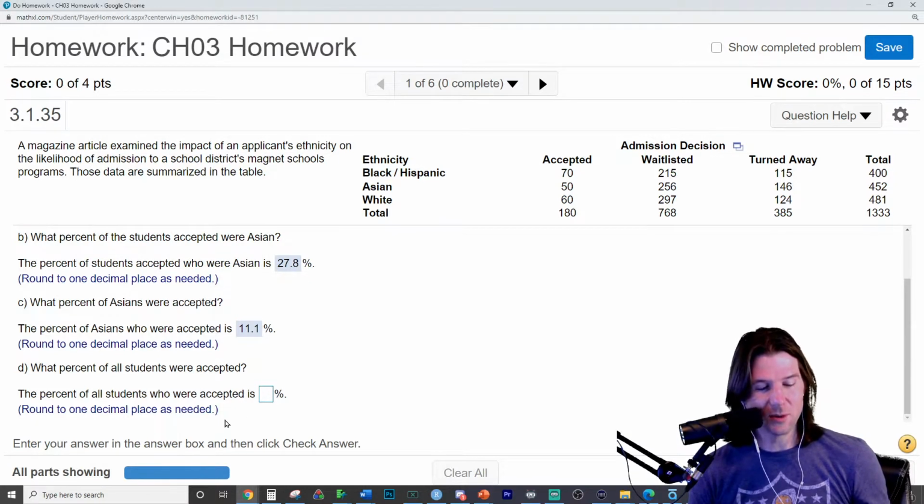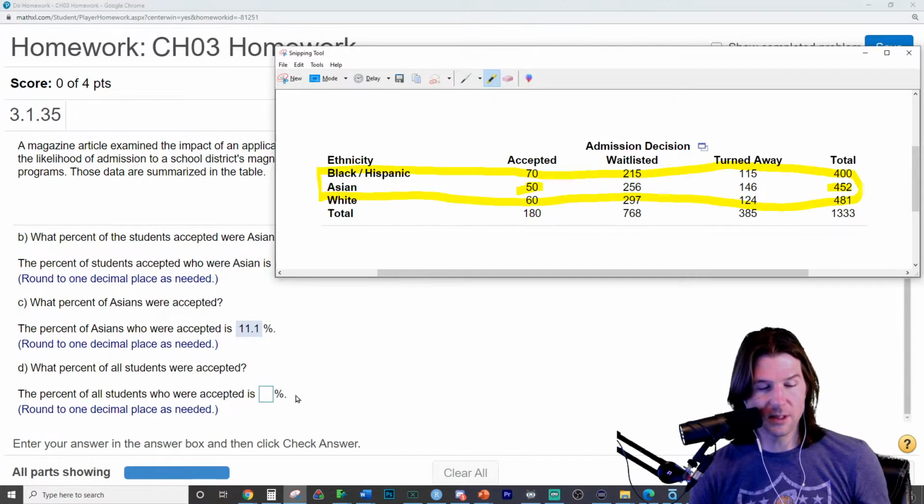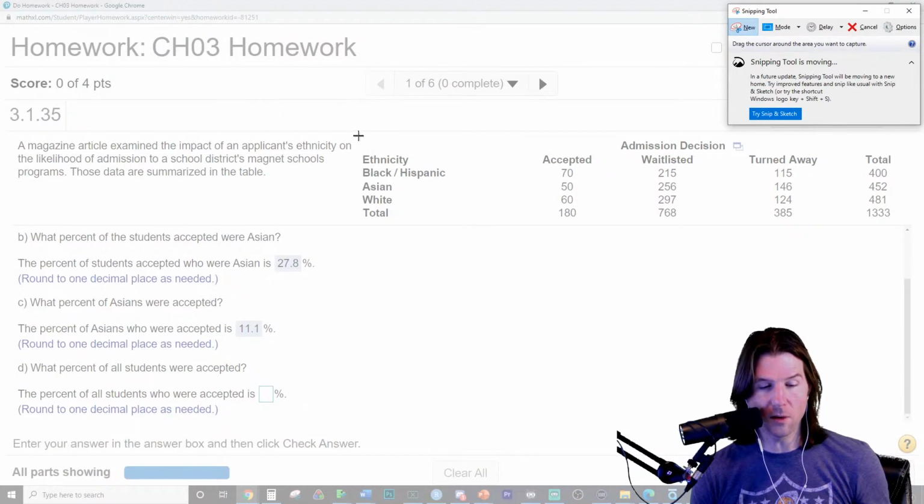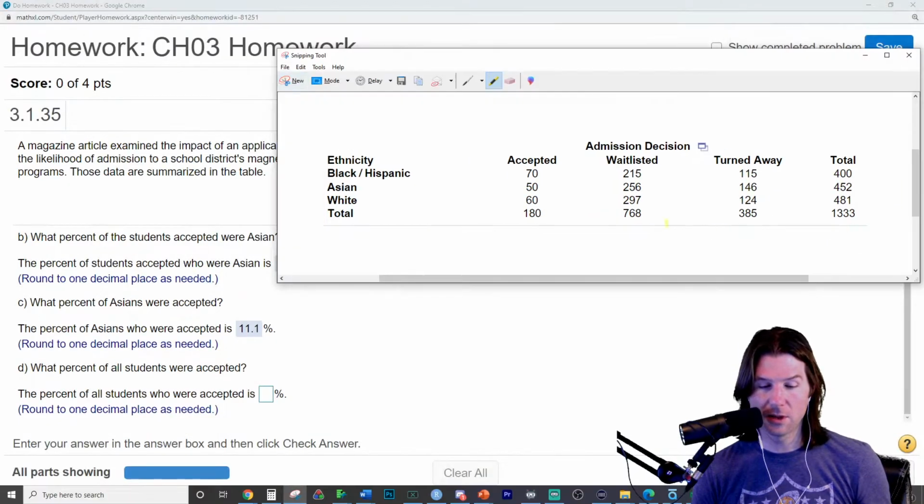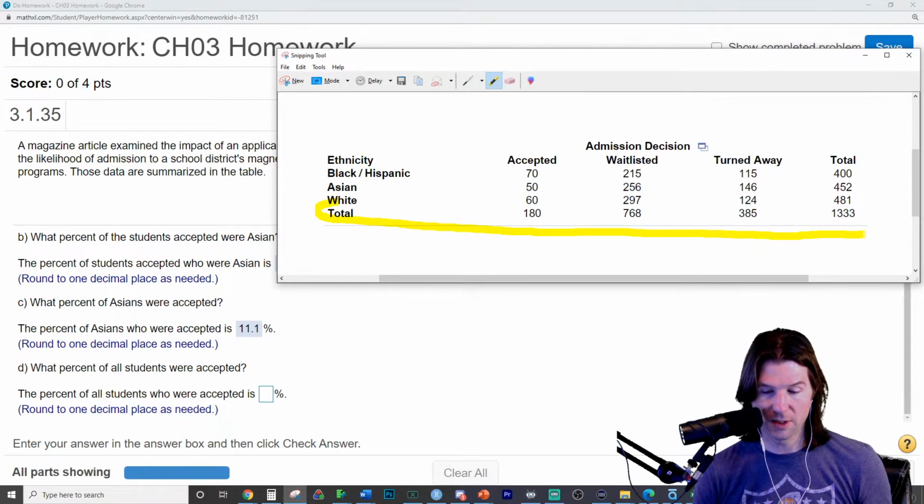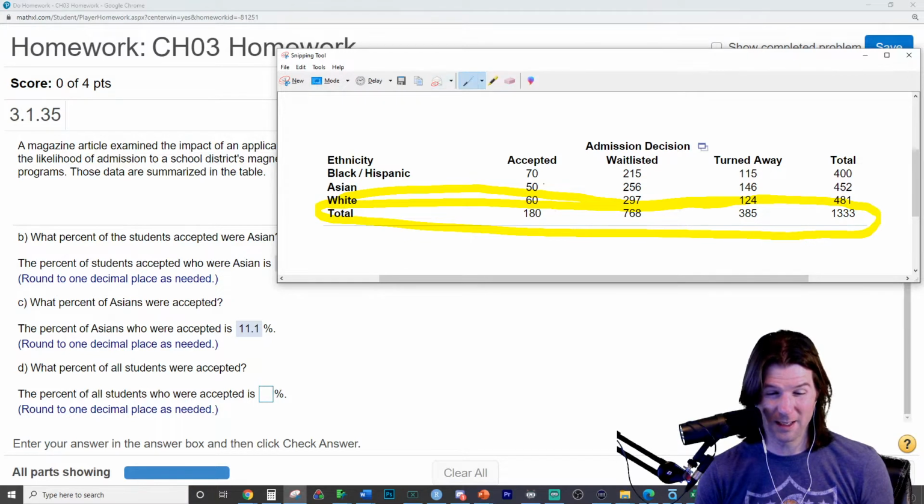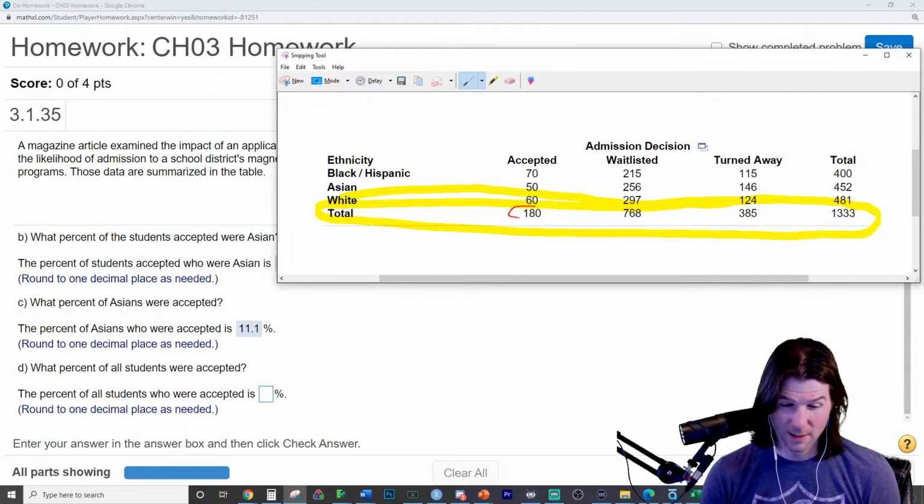The percent of all students who were accepted. So this is another what? The percent of all students. So now we're going to go to the accepted, and we're looking at the percent of all students who were accepted. This is a what display? Use this terminology to practice. So only look at the thing I've circled. To be very clear, we're looking at this right here.